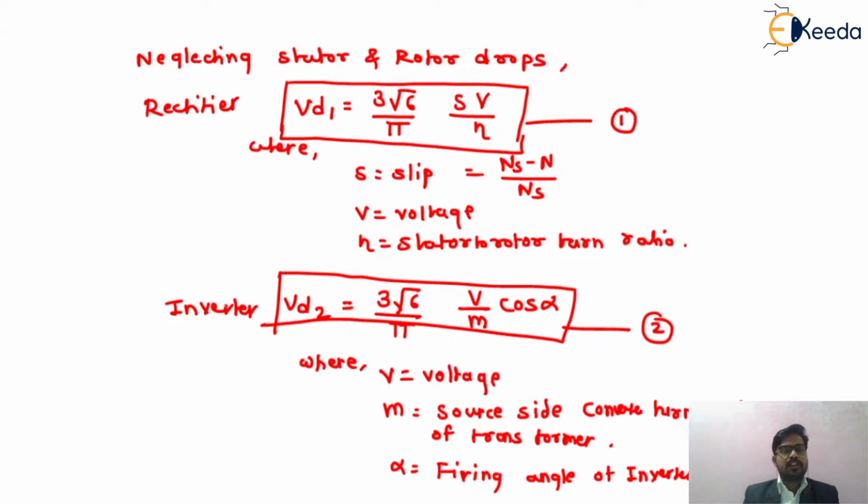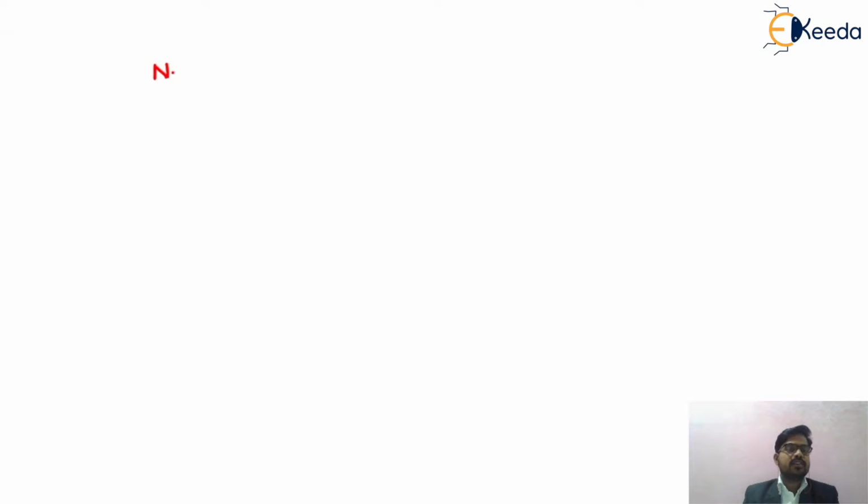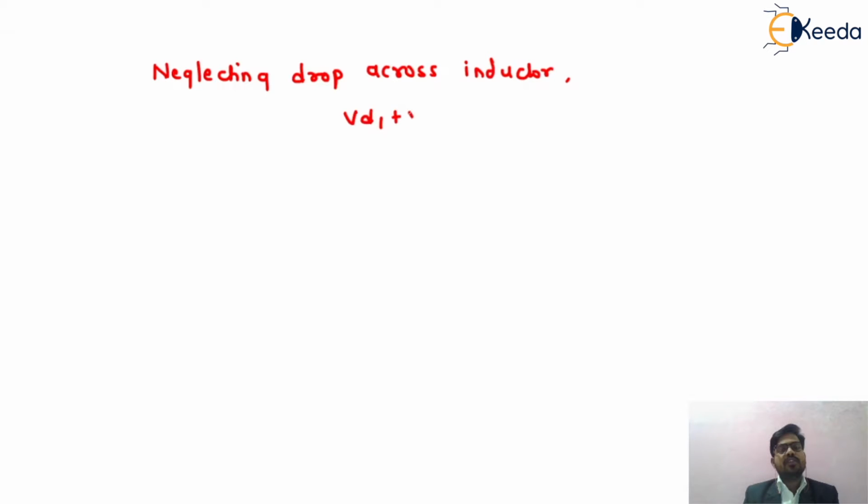Now friends, we are getting what the output slip power should be. Obviously, we can now neglect the drop across the inductor. So we are getting one important equation in concern with that. What should that particular equation be? The equation will be VD1 plus VD2 is equal to 0.